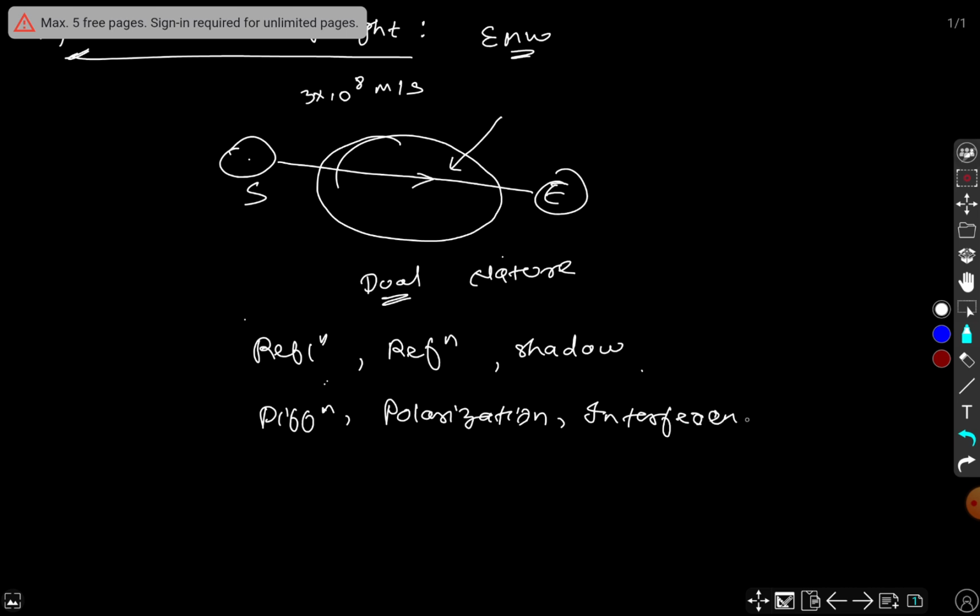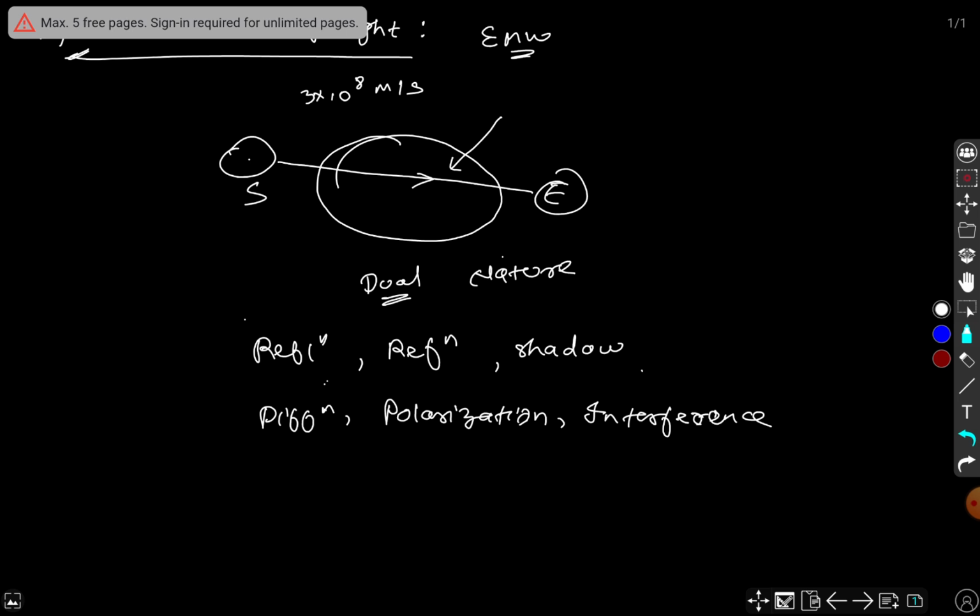Interference can only be explained if and only if light is considered to be made up of waves. So light shows its dual nature. Sometimes it shows particle nature, sometimes it shows wave nature, depending upon the situation. When we want to study the particle nature of light, light shows its particle nature, and whenever we want to study about the wave nature of light, then amazingly light shows its wave nature.